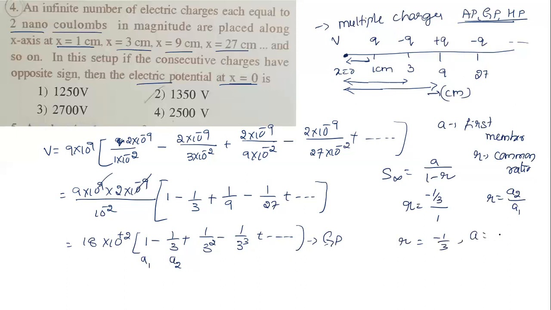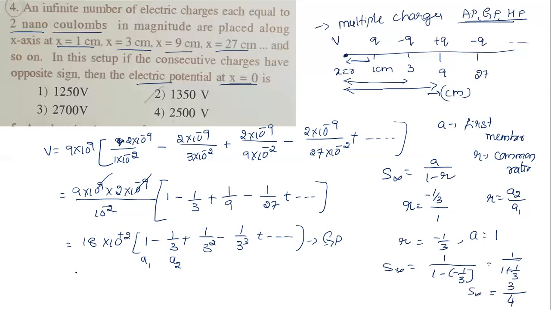And the first number is 1. Then put this value. The sum of all values till infinity becomes 1 divided by 1 minus of minus 1 by 3. It will become 1 divided by 1 plus 1 by 3. And if you simplify, it will become 3 divided by 4. That is the sum to infinity, this value.